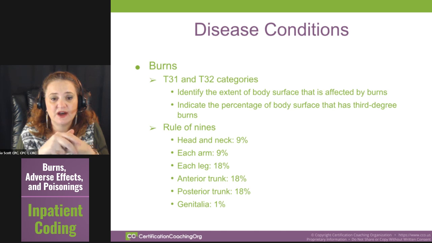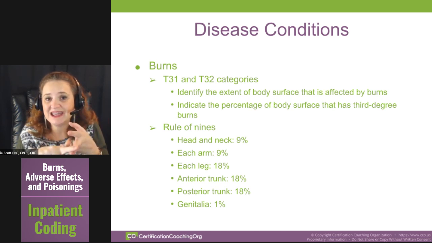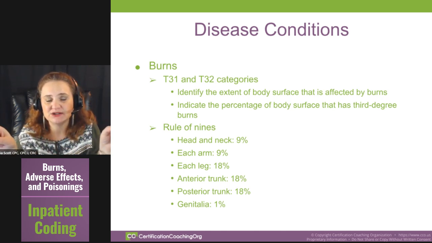Rule of nines, they divide the head and neck up. Each arm is 9. Each leg is 18. Why? Because the leg is more body surface area than the arms, so it makes sense, right?